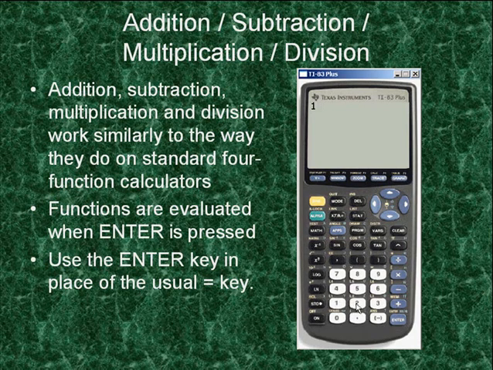Addition, subtraction, multiplication, and division work much as you would expect. The multiplication and division operators look somewhat different on the screen, though. The multiplication symbol is a small star, and division is represented by a slash. These are the standard computer symbols for multiplication and division.